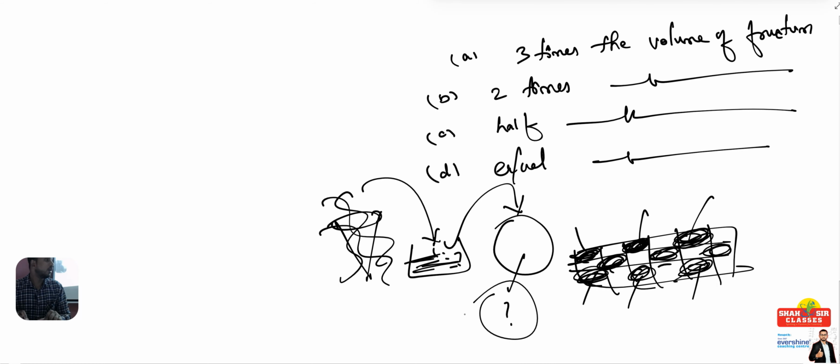4/3. हाँ, ऑप्शंस पढ़ो बेटा, क्या है उसमें? See the options. Option A, 3 times the volume of frustum. Option B, 2 times the volume of frustum. Option C, half. Option D, equal. The volume of the frustum. Very good. Option D, equal to the volume of frustum. Correct, no? The frustum of a cone-shaped jaggery.